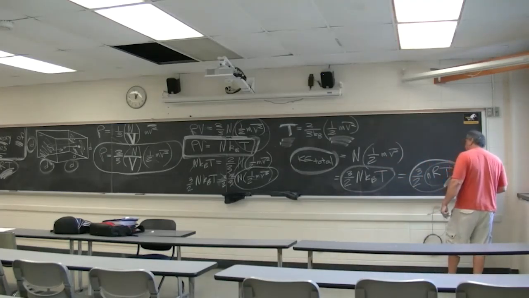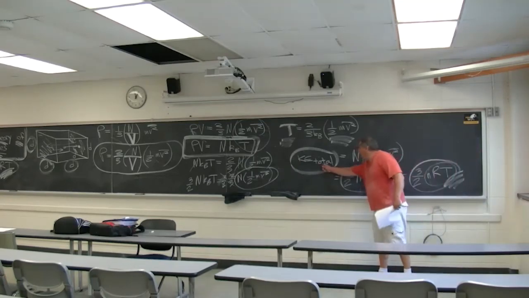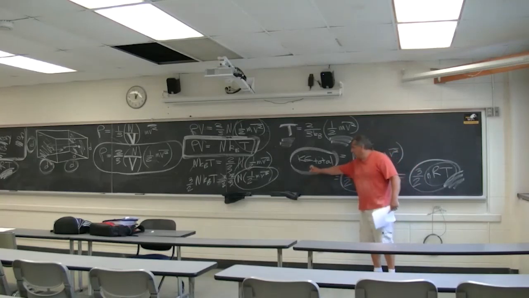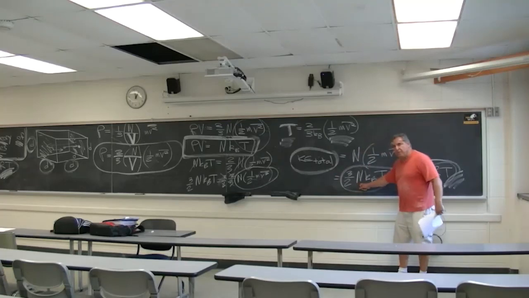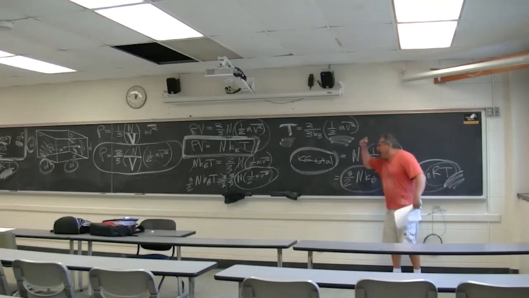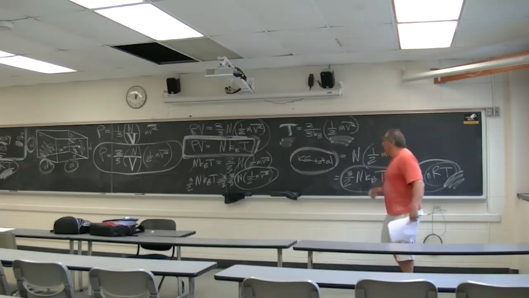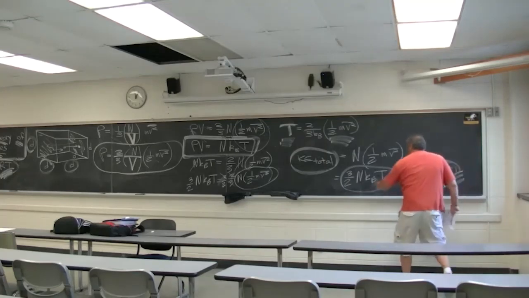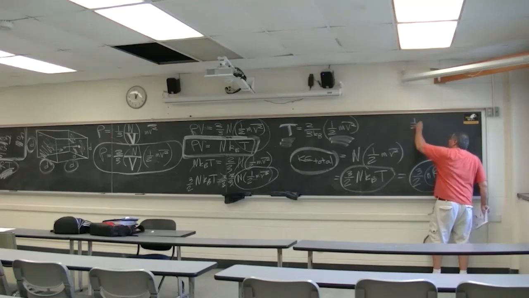KE total, this is the total for all n particles. Divide by big N on each side, and then you'll find the average kinetic energy for one molecule. If I do that, I get this.